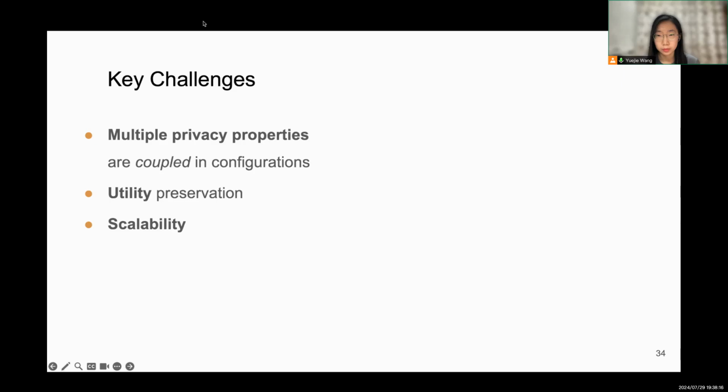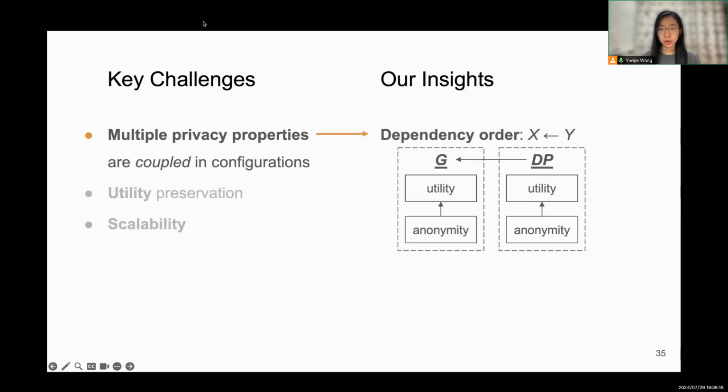To address the first challenge, we notice this dependency ordering. We say that two properties, Y is dependent on X, if modifying X inevitably impacts Y, but we might find a way to modify Y without affecting X. We find that first, the construction of the data plane is dependent on topology changes, and second, at a higher level, achieving an anonymity requirement is dependent on preserving the utility in advance. This ordering determines the high-level workflow of ConfMask, which I will soon introduce.